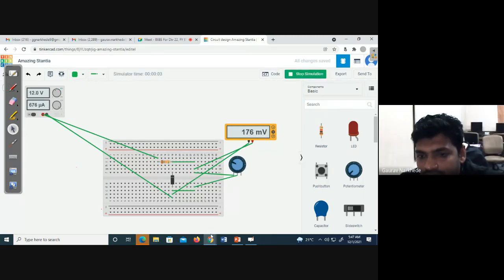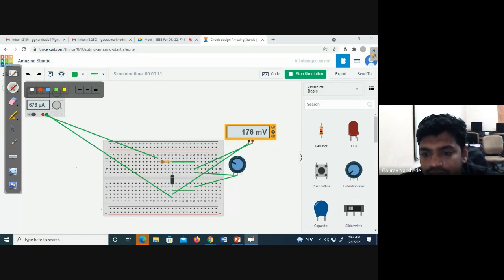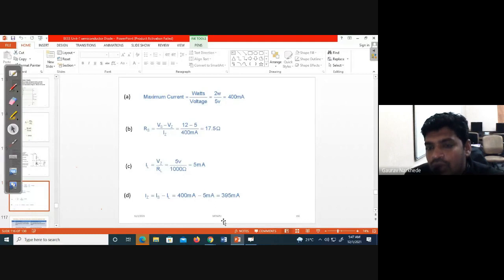Oops, something went wrong. Just 1 second, okay? Okay, so RS is 17.5 kilo ohms, okay? It is 17.5 ohms only, okay?